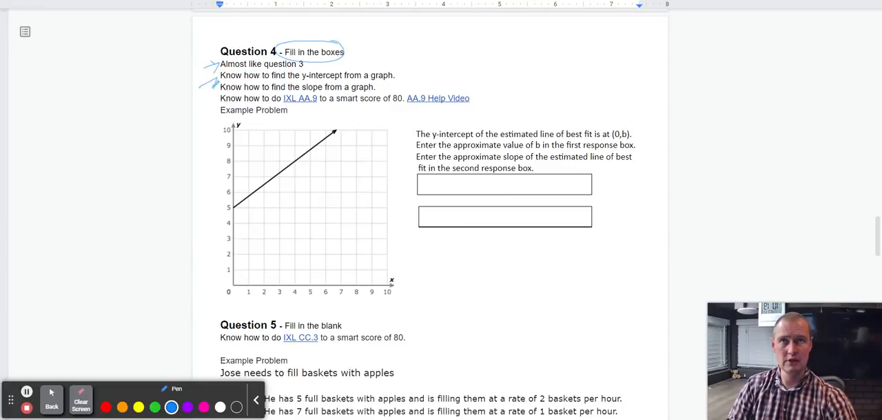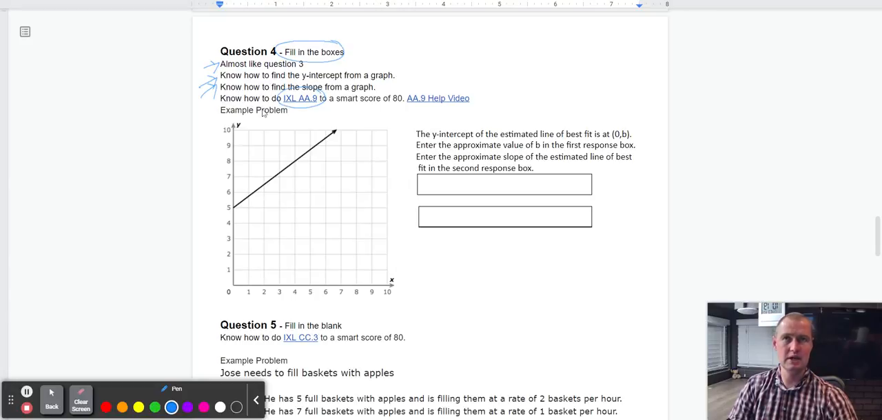You need to know how to find the y-intercept from a graph and find the slope. If you need more help on this problem, or you want to be sure to lock it down and get more practice, make sure you have your IXL AA9 to a SMART score of 80. And if you need help on that, feel free to watch the help video. But if you can get AA9 to a SMART score of 80, you're going to do just fine on question number 4 on the test.